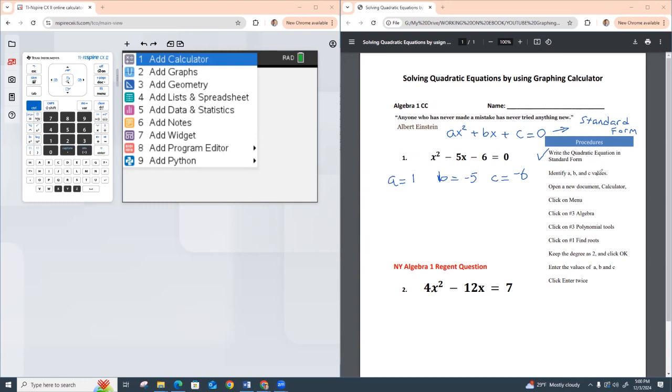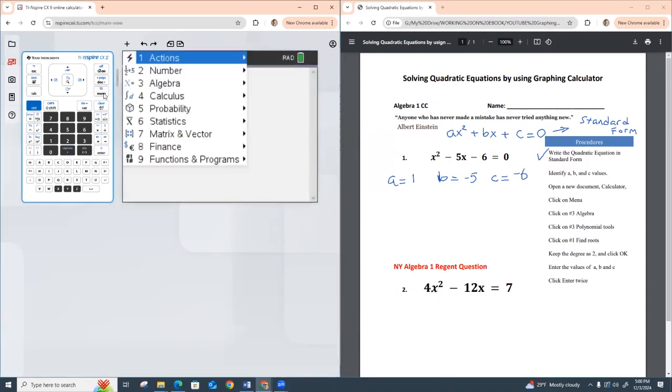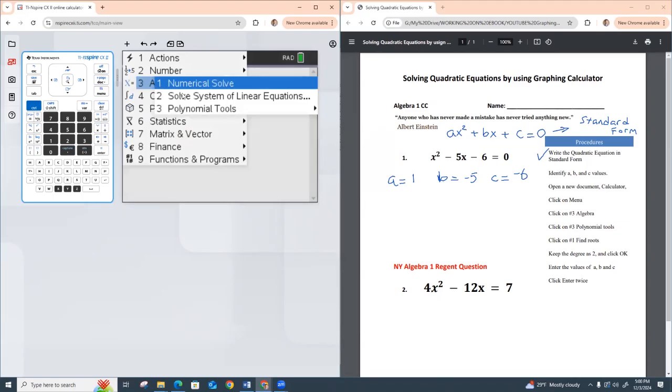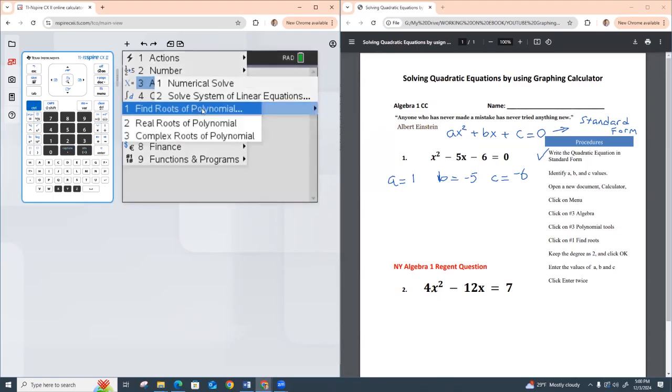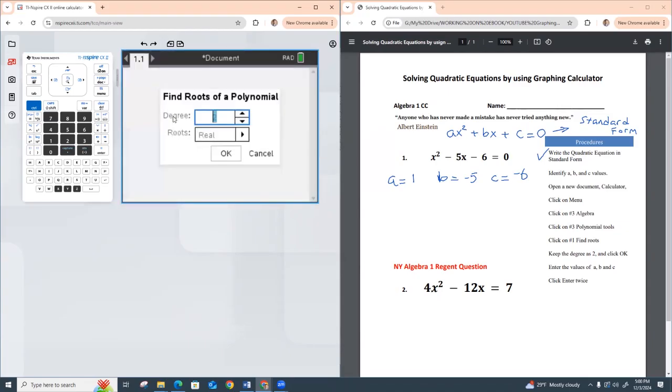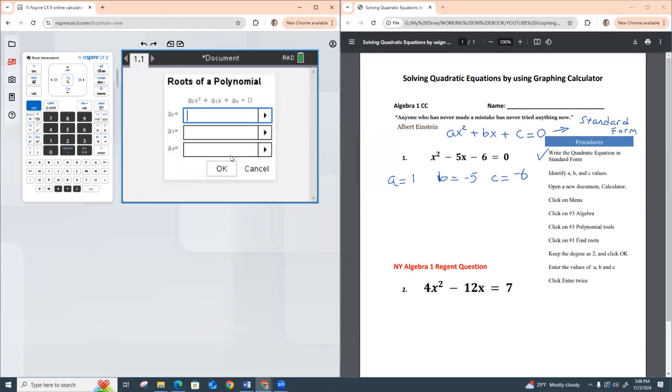Now we are ready to solve it by using the calculator. Let's do it. First, we need to open a calculator. Click on menu, algebra, and number 3, polynomial tools. And we are looking for the solutions, and solutions are equal to roots. We are looking for the roots, okay? So click on number 1, find roots. Keep the degree as 2 because these are quadratic equations and the degree is 2.